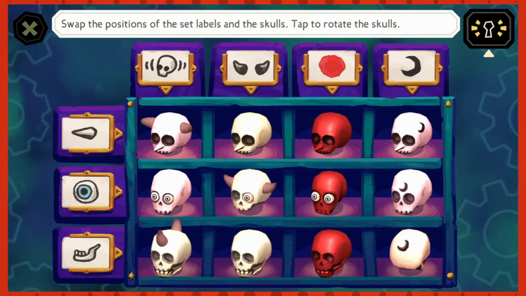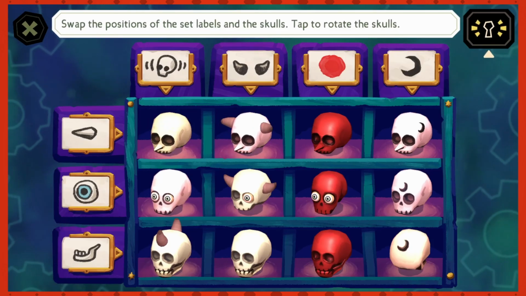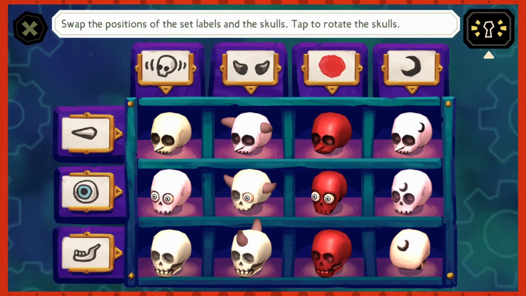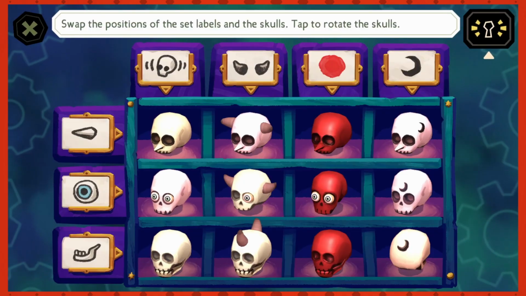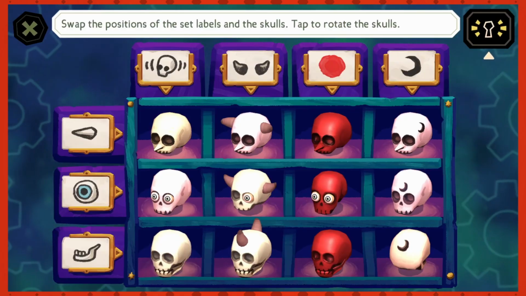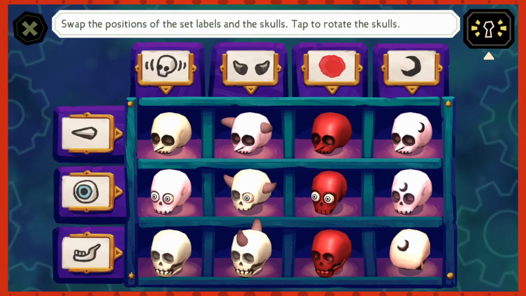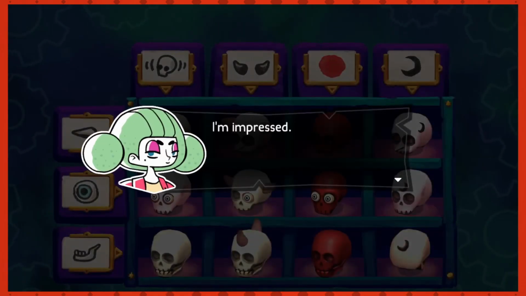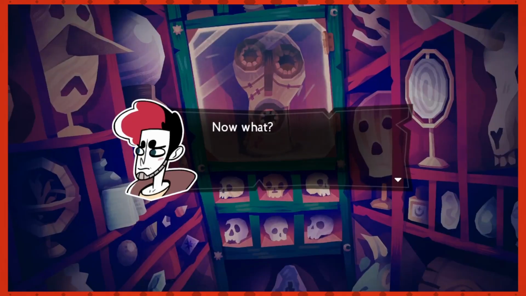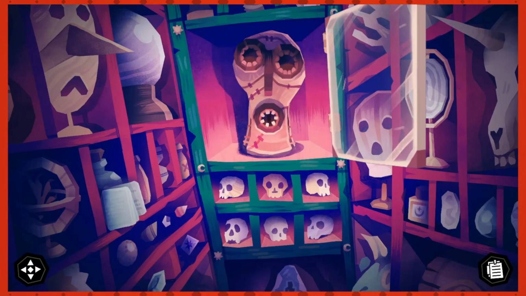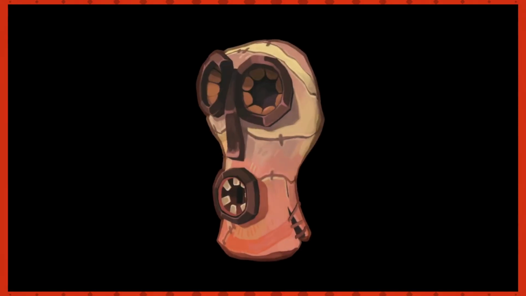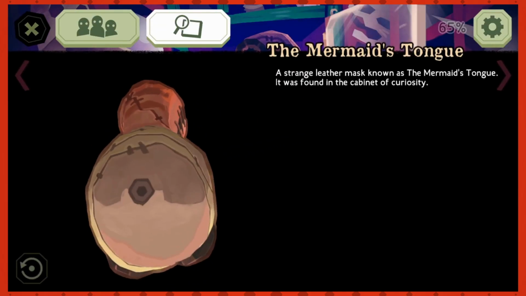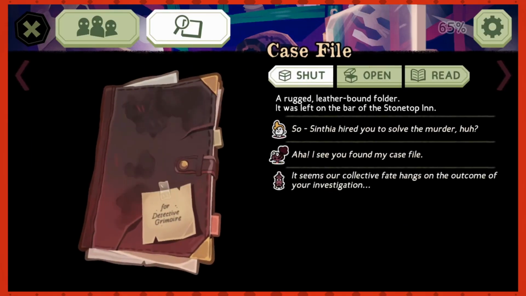And then... Shaky shake, shaky shake, shaky shake. Hey, I did it. Nice. Okay. So it worked. Now what? Well, now we get the mask. The Mermaid's Tongue. A strange leather mask known as the Mermaid's Tongue was found in the Cabinet of Curiosity. Nothing else to be seen anywhere. Okay.